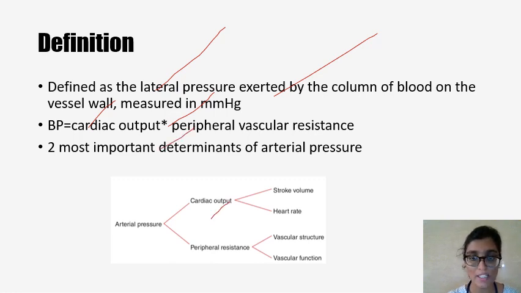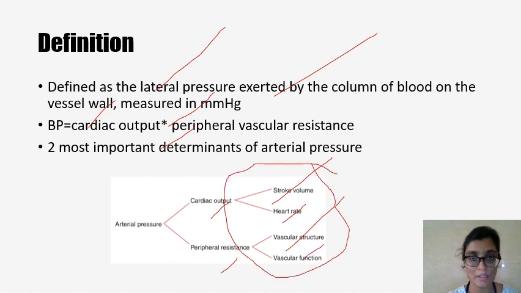Cardiac output will ultimately depend on stroke volume and heart rate. Peripheral resistance will depend on the vascular structure and the vascular function. So all these things will ultimately determine the blood pressure of the patient.